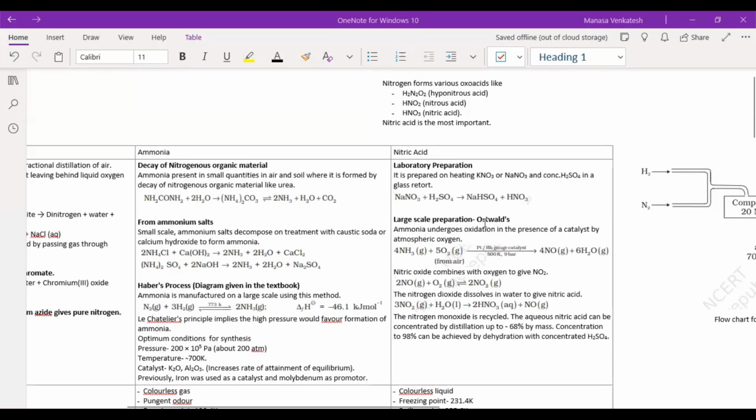Large scale preparation is done by something called the Ostwald process. So Ostwald process consists of 3 steps. First step is the oxidation of ammonia in the presence of platinum rhodium gauze catalyst to give us nitric oxide. This nitric oxide is further combining with oxygen to give us nitrogen dioxide. Nitrogen dioxide is going to dissolve in water to give us nitric acid. So generally, the nitrogen monoxide, which is formed as a byproduct, is recycled. And this gives us a concentration of 68% by mass of nitric acid. But this can be increased by dehydrating nitric acid with concentrated sulfuric acid.